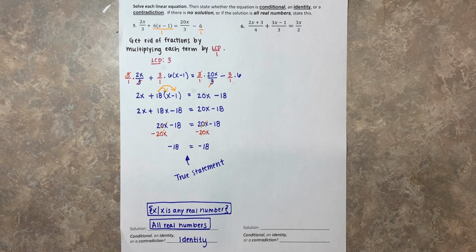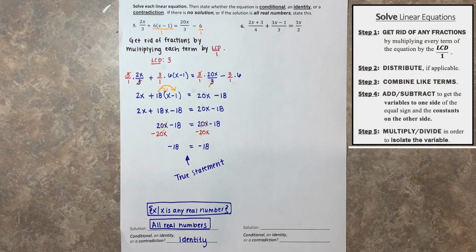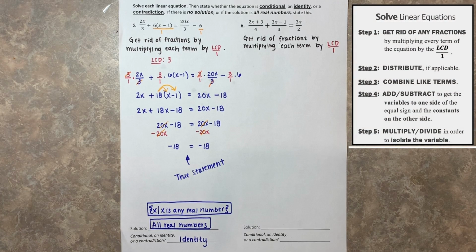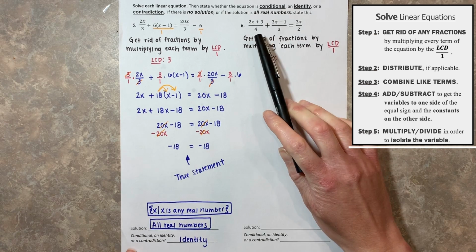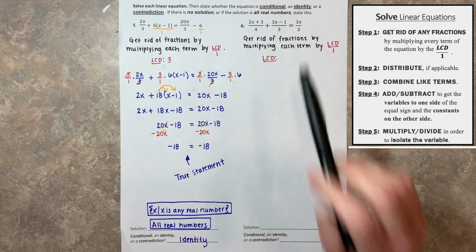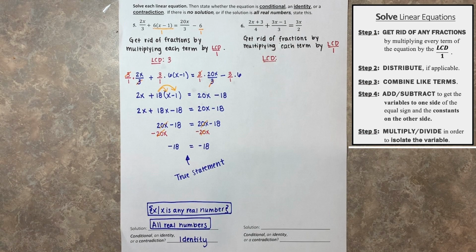Okay, let's take a look at one last example together. Now, if we're following our steps, the first step is to get rid of the fractions by multiplying each term by the LCD over 1. So first we have to determine what is the LCD. So what is the smallest number that all of the denominators 4, 3, and 2 multiply into? That would be 12.